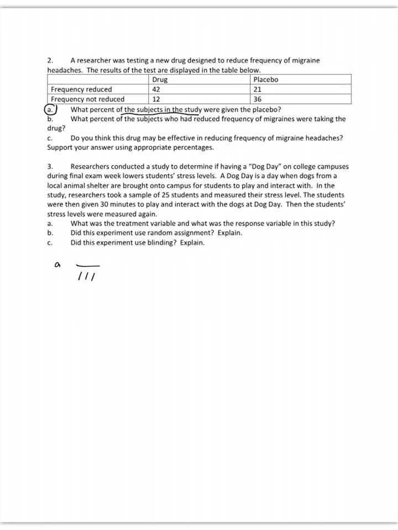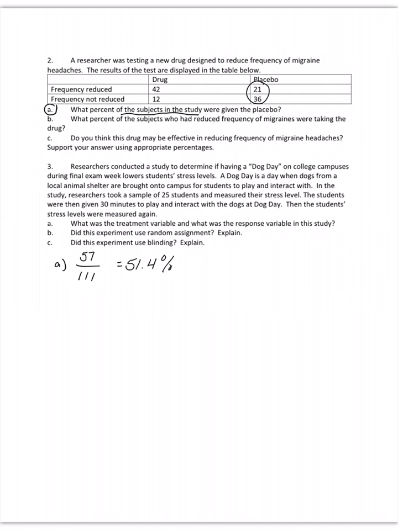And of those, which ones were given the placebo? These were given the placebo. So that's a total of 57. So if you take 57 over 111 and make that into a percentage, that's 51.4%.